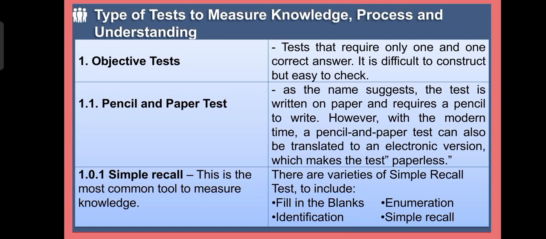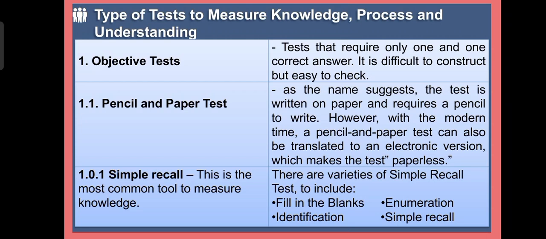First, objective test. Next, pencil and paper test. Next, simple recall. In other words, these are the different types of tests that measure knowledge, process, and understanding. The first type is called an objective test, which only requires one correct answer. These are difficult to create but easy to check.